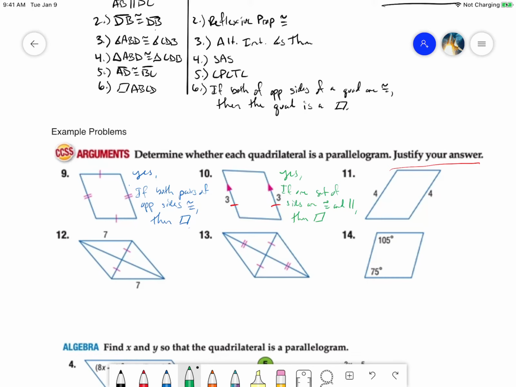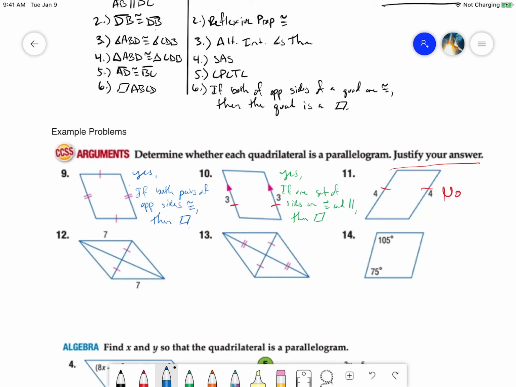For number 11, what we're given is a side length of 4 and a side length of 4. So yes, these two sides are congruent, but we have no other information, so we can't use any of the theorems that we talked about. In this case, we would not have a parallelogram, because I don't have any sets of angles, I have no other sides, I have nothing like that.